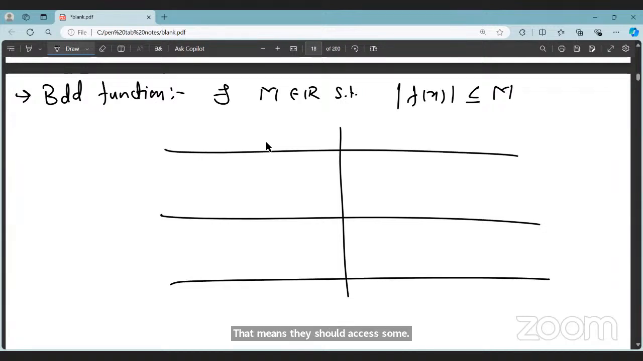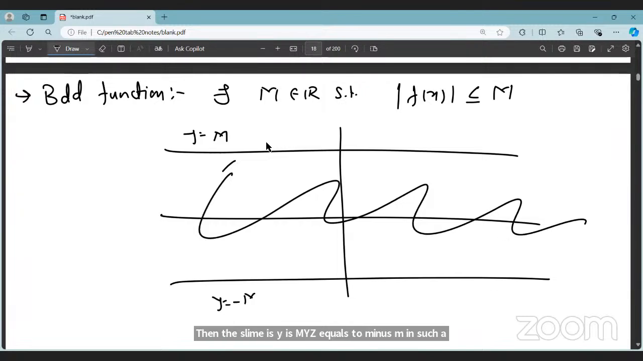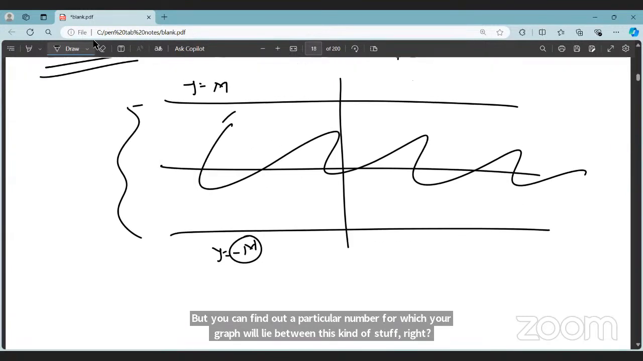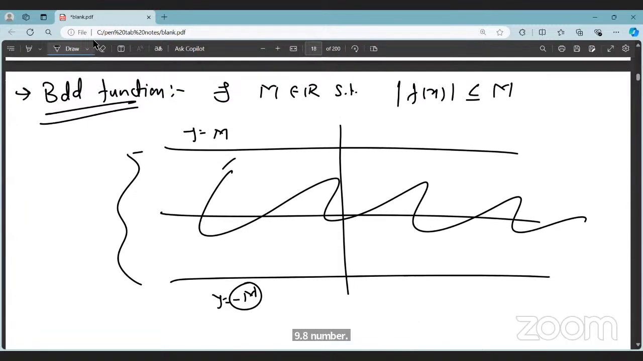If we are talking about it graphically, then take the lines y equals m and y equals minus m, in such a way that your whole graph will lie inside this box only, like this rectangular thing. It could be any range, like suppose from 2 to 4. It's not necessary that it will be minus m, it could be anything, but you can find a particular finite number between which your graph will lie. Then that function is known to be a bounded function.